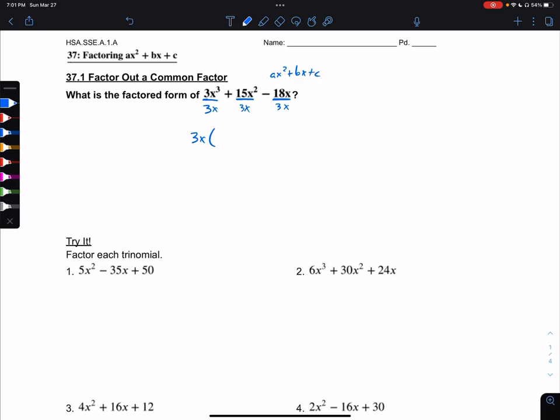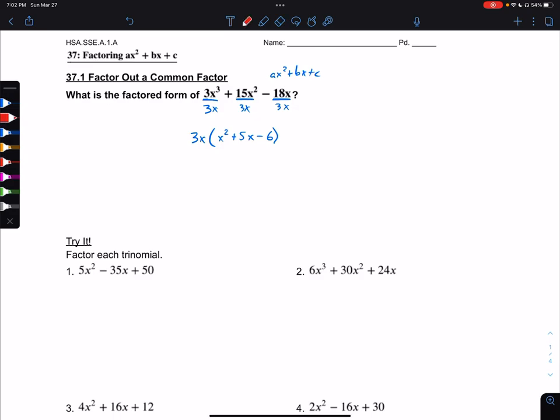So 3x cubed divided by 3x would be x squared. 15 divided by 3 would be 5. X squared divided by x is just x. And then negative 18 divided by 3 would be negative 6, and the x's cancel out. Remember that if you were to distribute this 3x back in, you would get back to the original. We're not going to check that, we're just going to continue.